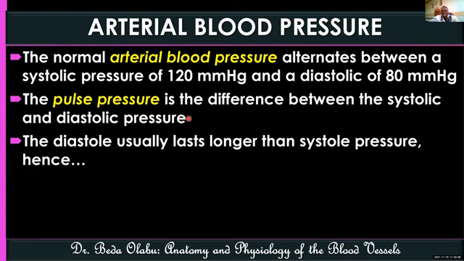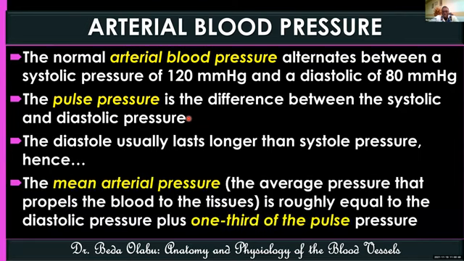The implication is that if you are to calculate the mean arterial blood pressure, we can't just say it is 120 plus 80 over 2 to get 100. That can't work. Because we are saying that diastolic pressure lasts longer than the systolic pressure, which means that the diastolic pressure has more predominance in determining the mean arterial pressure than the systolic pressure.